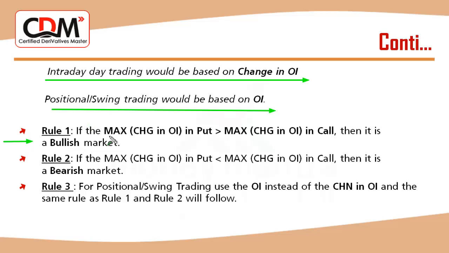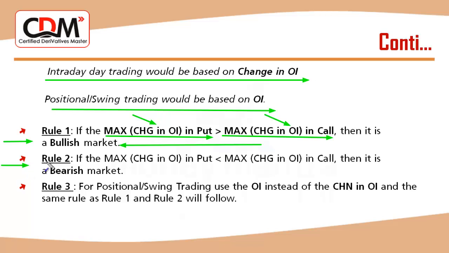First one, very simple: if maximum change in open interest in put is greater than maximum change in open interest in call, then it is a bullish market. Don't get confused about the terms we are using, call and put. Whatever we are saying, keep focus on it. When we say maximum change in open interest in put is greater than maximum change in open interest in call, it is a bullish market.